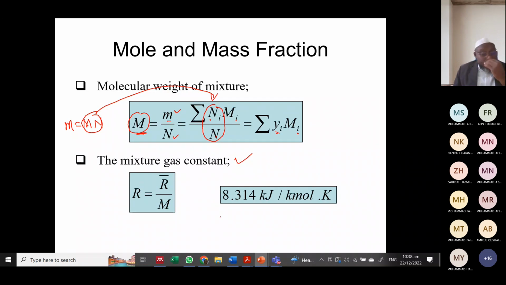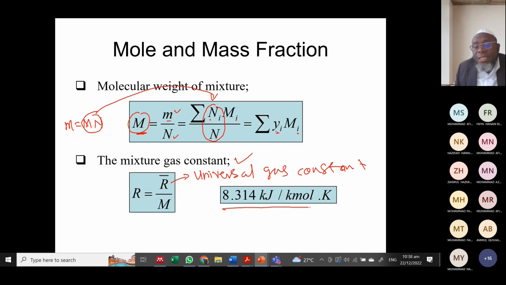I think most of you are familiar with the ideal gas law, PV equals mRT. By definition, this is what we call the universal gas constant. It is a parameter which is constant, given by 8.314 kilojoules per kilomole per Kelvin. It's universal, which means it is constant everywhere you go.